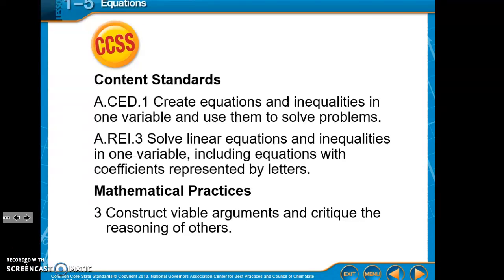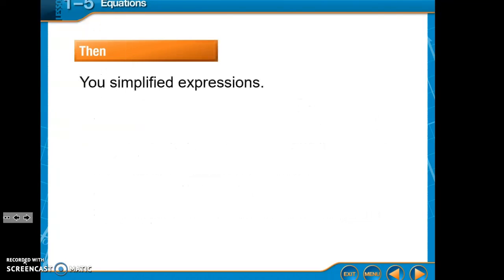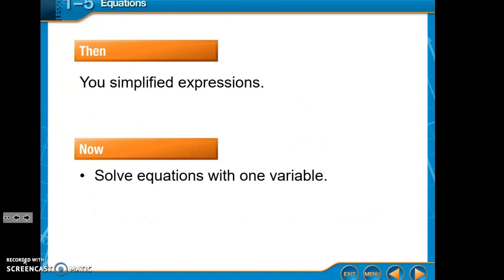Alright, so there's the Common Core standards in case you are interested in that kind of stuff. More importantly, we're going to learn to solve equations with one variable, and we're going to work on solving equations with two variables.